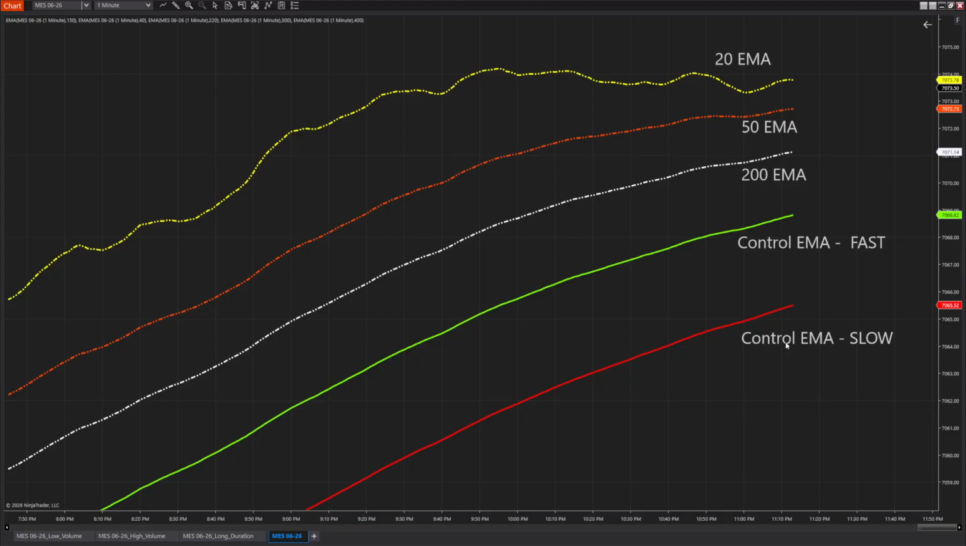The control EMAs are part of your signal. If the green control EMA is on top of the slow control EMA, this is a long signal. That means we're going higher. Now, if the green moves down and crosses below the red and is running under it, then that's a sell condition, and that'll show up in the forecast box. So these will dictate what direction your trade is going to go.